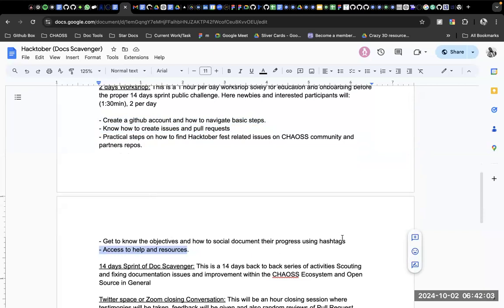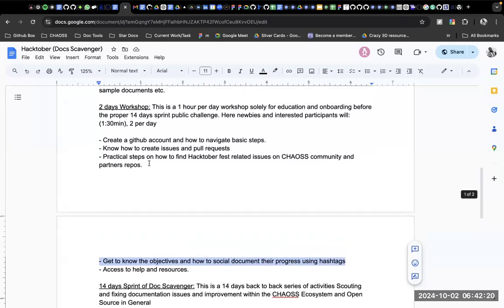Then get to know the objective and how to document their process using hashtags, and also proof of work online and also within the repo. I probably will be able to take this one to talk about what it is and what is expected from everybody. Then these practical steps could also be taken by somebody. But I would love us to have speakers from the working group, within us.